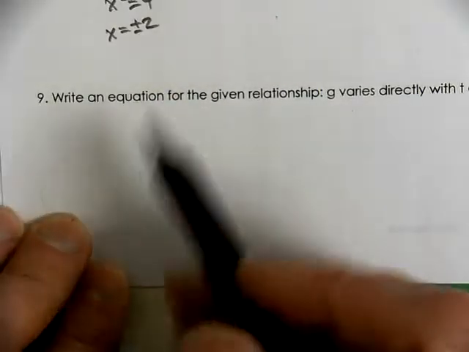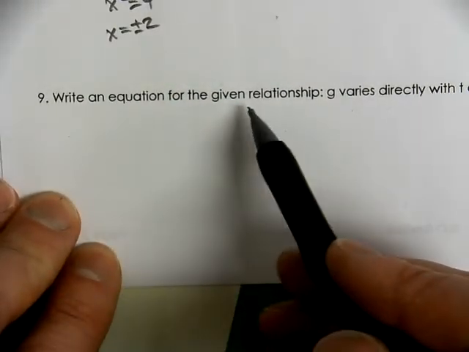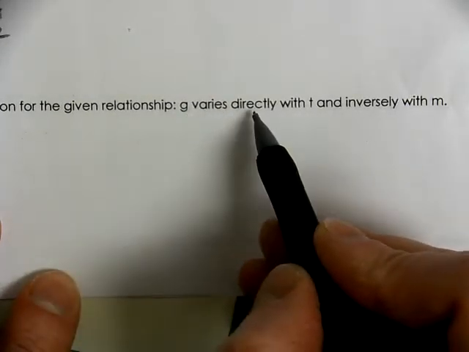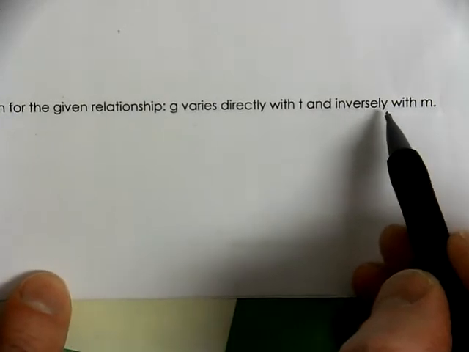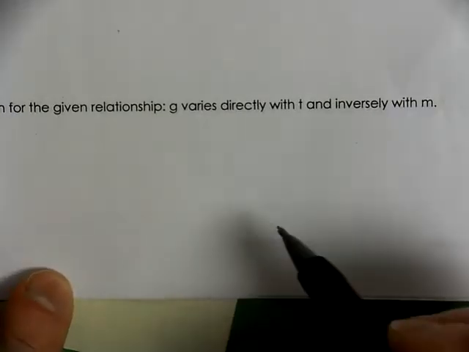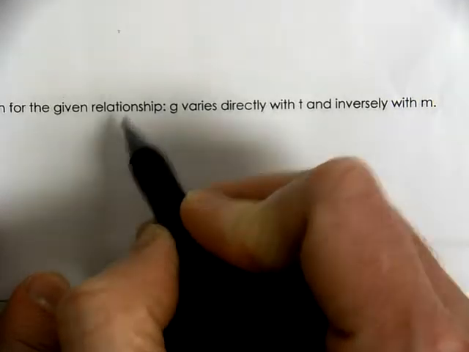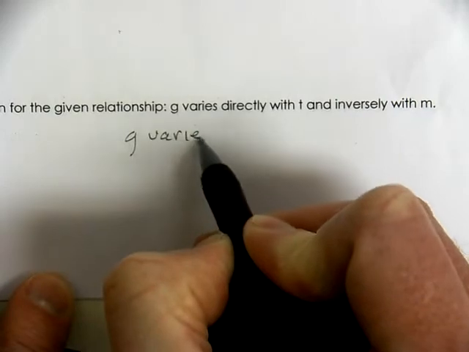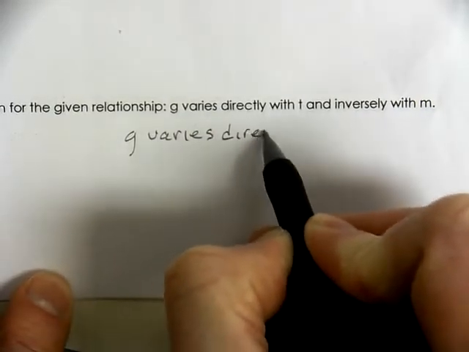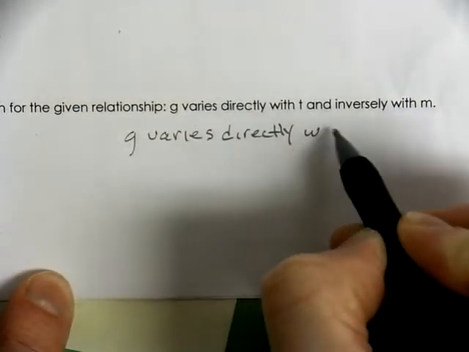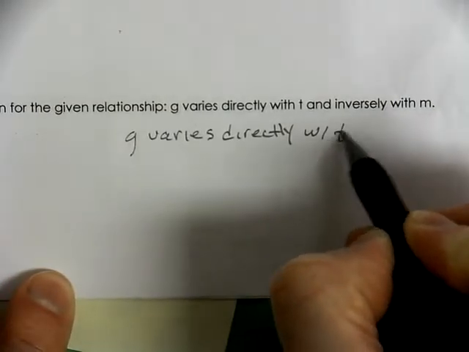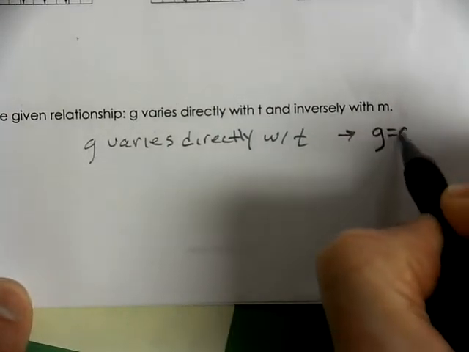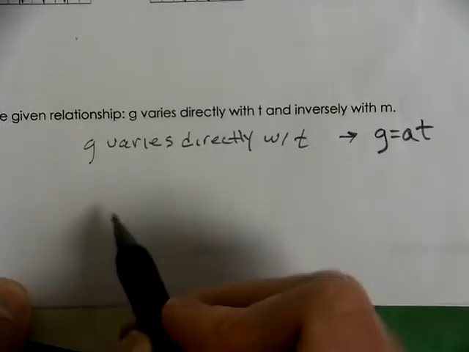Number 9. This says to write an equation for the given relation. G varies directly with T and inversely with M. Well, I'm going to write down a few things here. G varies directly with t. That's going to look like g equals at.